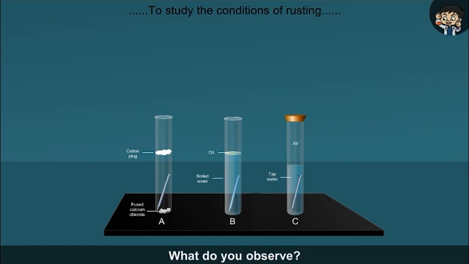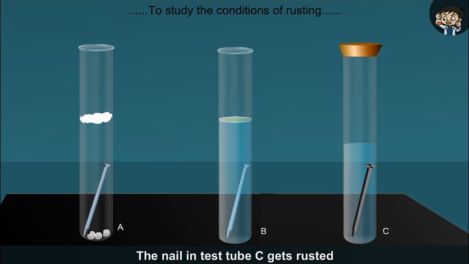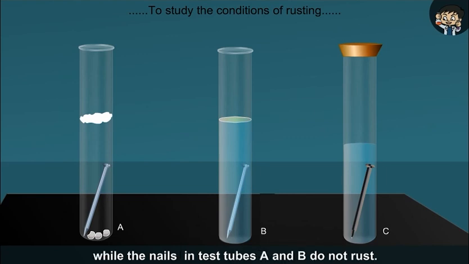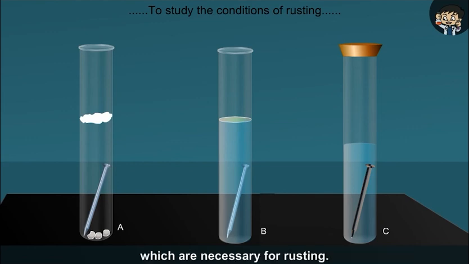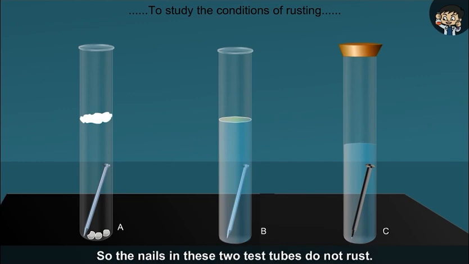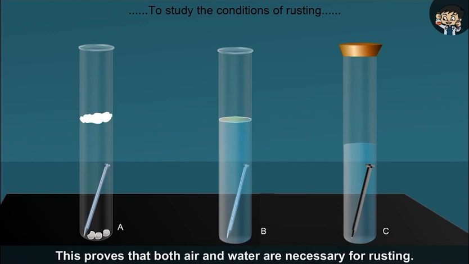What do you observe? The nail in test tube C gets rusted, while the nails in test tubes A and B do not rust. In test tube C, the nail is in contact with both air and water, which are necessary for rusting. In test tube A, there is only air but no water, and in test tube B, there is only water but no air. So the nails in these 2 test tubes do not rust. This proves that both air and water are necessary for rusting.